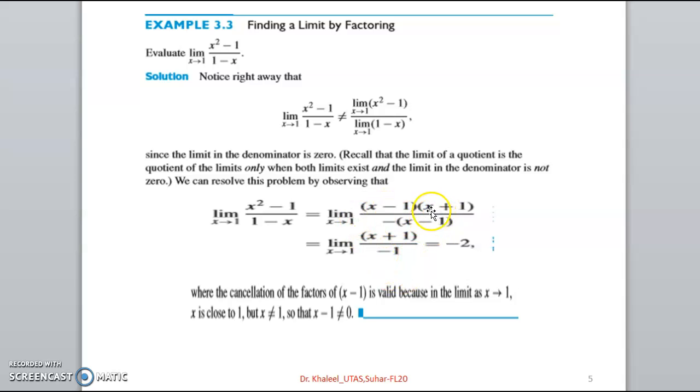What you get here, the numerator is x plus 1. Don't forget there is a minus here. So, the denominator is minus. Look at it, the denominator is not 0. So, therefore, I will substitute x is equal to 1 in the numerator and denominator. The answer is minus 1.